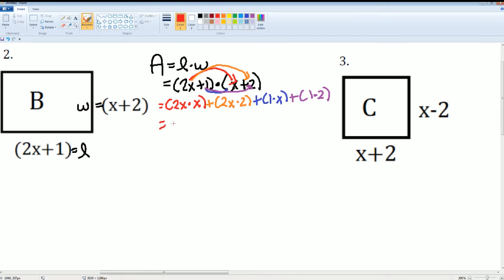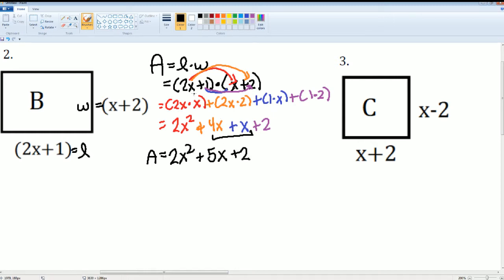2x times x becomes 2x squared. 2x times 2 is just 4x. 1 times x is just x. You could also put 1x here if you want. 2 times 1 is just 2. The inner and outer here will add. So the area, just bring down the area, equals 2x squared plus 4x plus x, which is just 5x, plus 2.